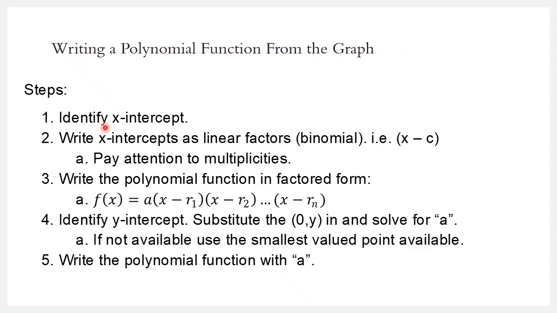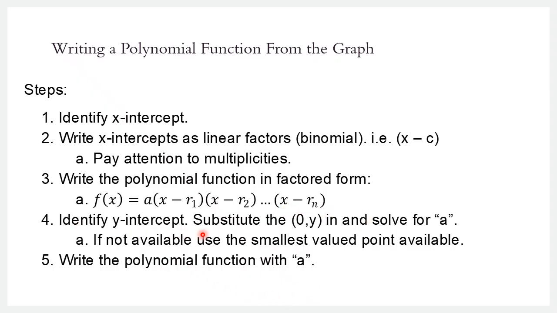From that graph, your job is to identify the x-intercepts. Once you identify the x-intercepts, you're going to write them as linear factors. Pay attention to multiplicities, meaning pay attention to how they're behaving around the x-axis. You're going to then write the polynomial function in factored form. So you should have f of x equals a times x minus r1, which is our first root, x minus r2, our second root, and dot, dot, dot, and it continues.